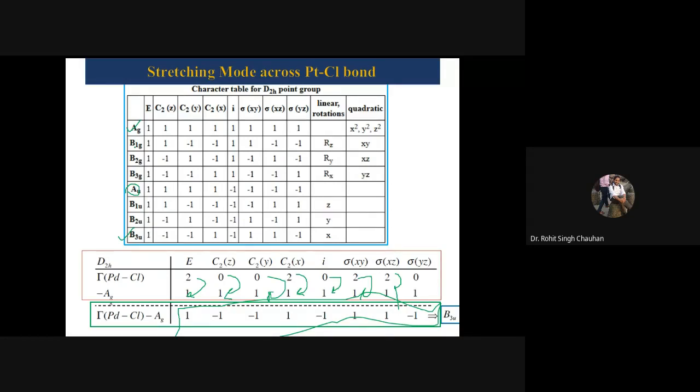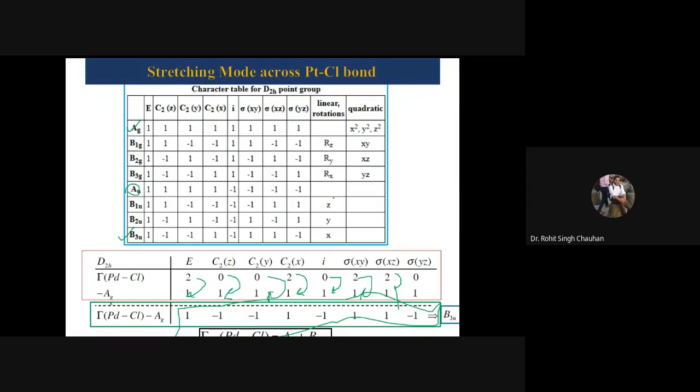If 2 are there, then it is very easy. But if 3 are there, then be careful, because after subtracting 1, you are going to get the information of 2. Okay, so let's go to the next. So I can say tau vibrational with respect to PDCL is AG plus B3U. AG we have got it, and B3U we have just now calculated.